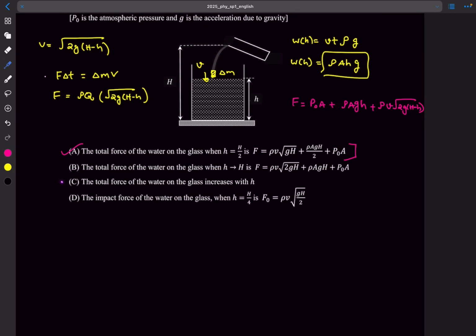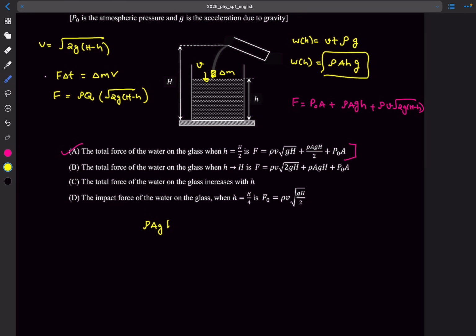The total force of water on the glass increases with small h. Okay, so this is a bit complicated. It's not as straightforward because if you observe this term over here, it increases with h linearly, right? So as the height of the fluid increases in the container, this term rises linearly, but this other term decreases with an increase in h. So the impulse force is going down with time and the weight is going up with time. We have to figure out the derivative.